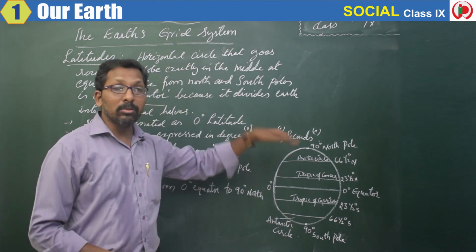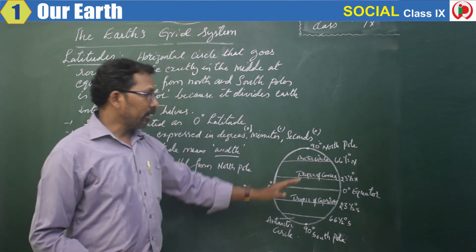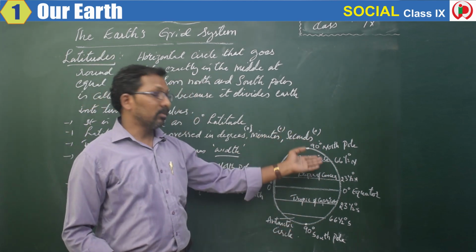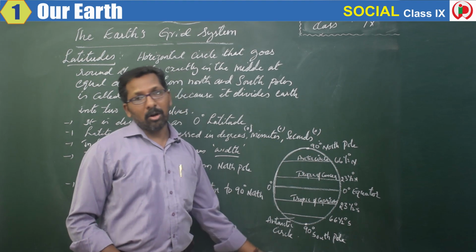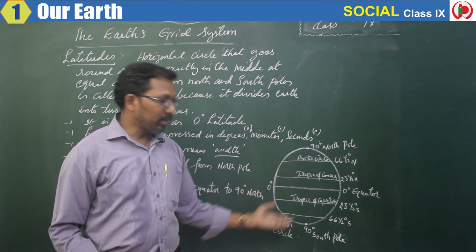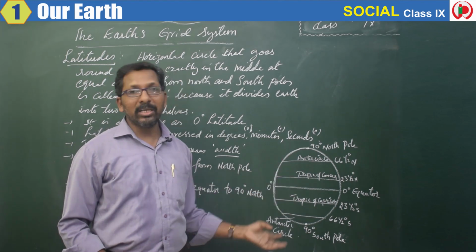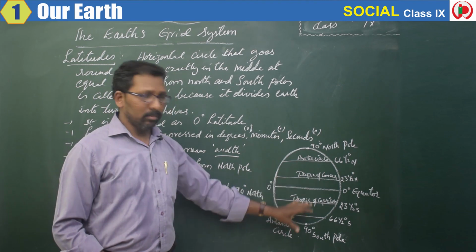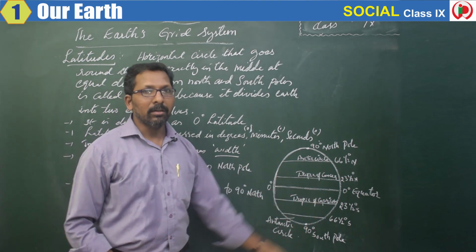And how many latitudes are there? That also you might have learned. There are 180 degrees of latitudes: 90 degrees on the north, 90 degrees on the south pole. You might also have learned that particular names have been given to important latitudes. Why they have been given, we'll discuss in the coming topic.